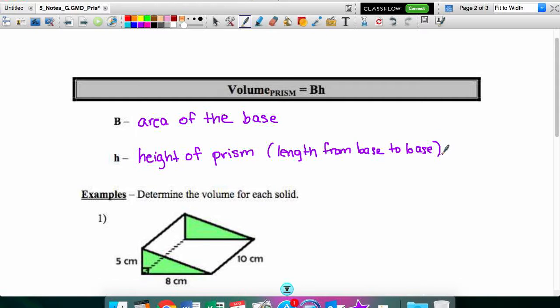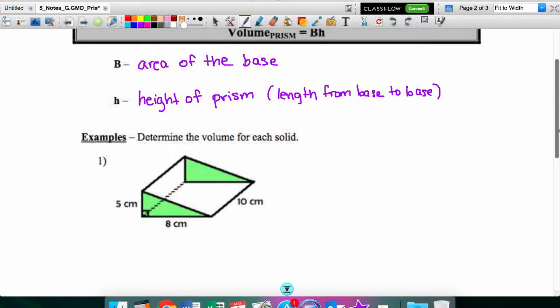In every one of your prisms, the first thing you want to do is identify what the bases are. Then after that, you can calculate the area separately, identify the height separately, and then last but not least, calculate your volume. So let's go ahead and do that in the following examples.